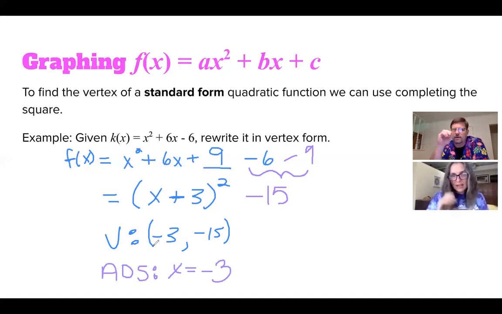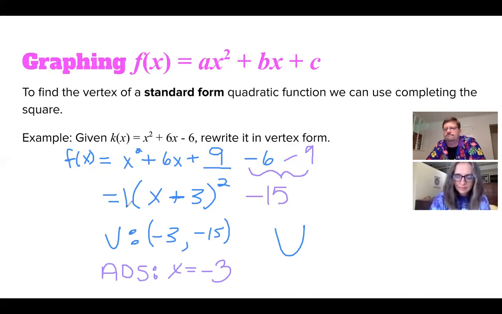I also know this graph would be opening upwards. How do I know that? Because there's a 1 there, and that's bigger than 0. So I could sketch a rough graph pretty quickly.